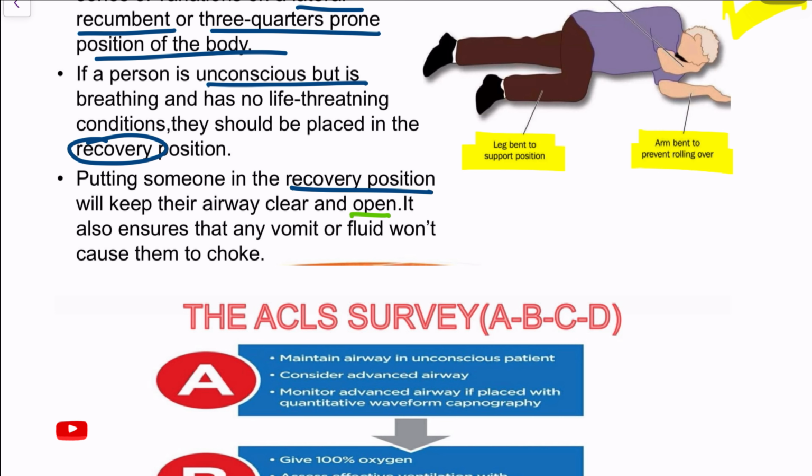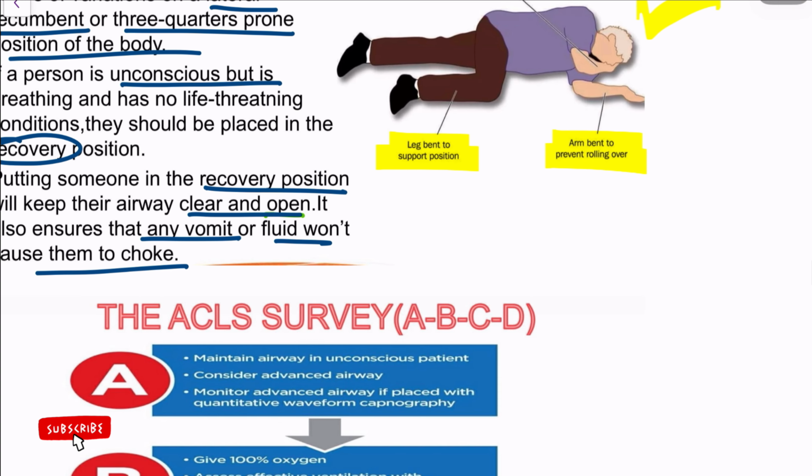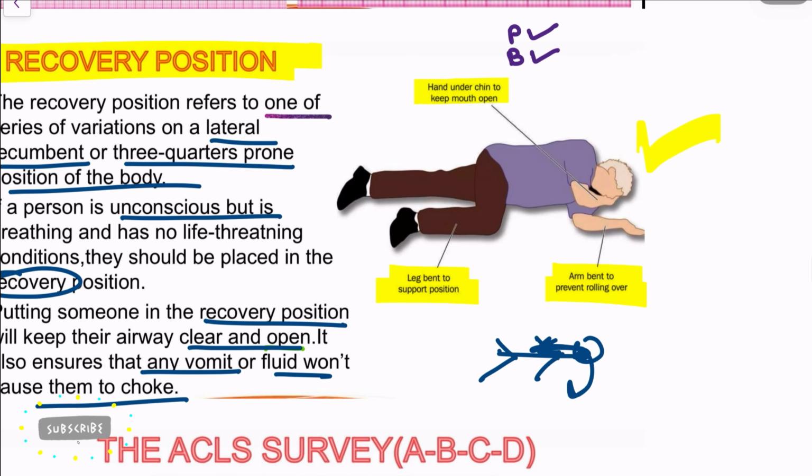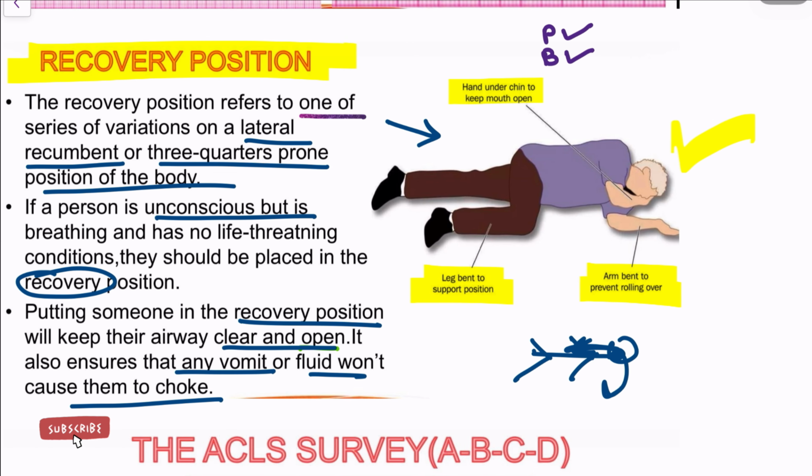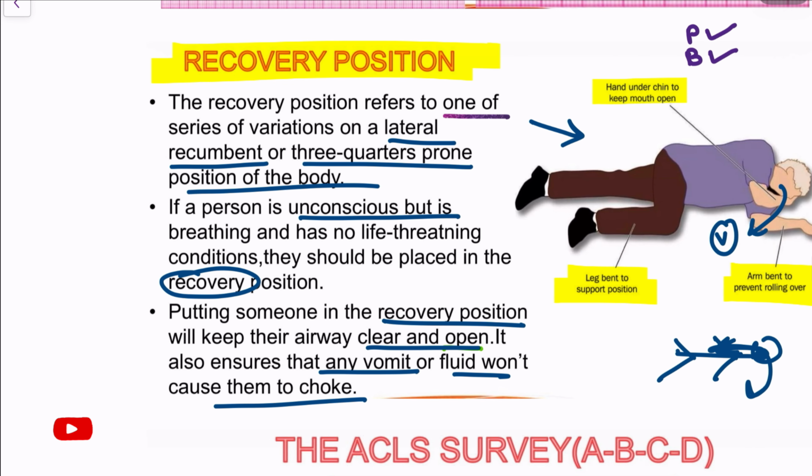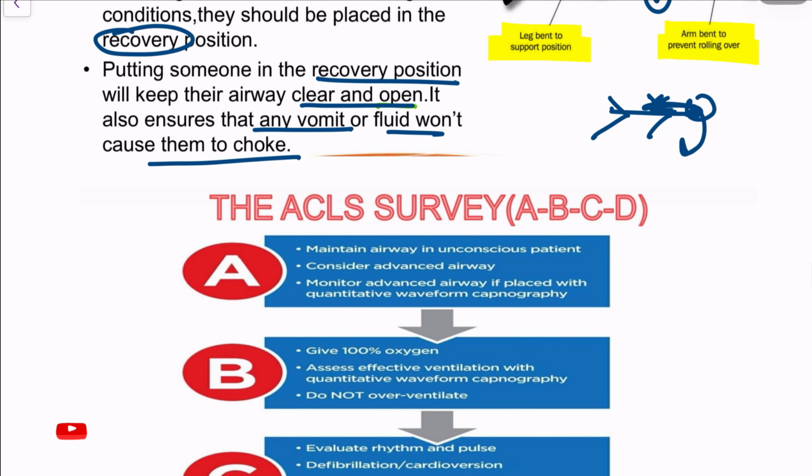Putting someone in recovery position will keep their airway clear and open, and it will also ensure that any vomit or fluid won't cause any kind of choking. Means if the person is in supine position and if a person vomits, then the vomitus will go inside the trachea or esophagus and the patient might aspirate. But if we keep the patient in recovery position, even if the patient vomits, the vomitus will come out. There are less chances of aspiration and less chances of vomitus going into the trachea if we keep the patient in recovery position. This is the recovery position.